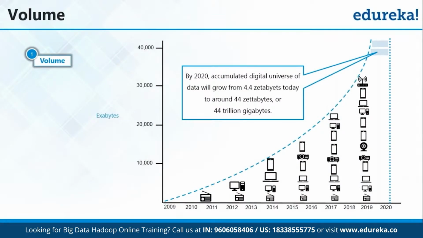So starting with the first V, it's the volume of data. It's tremendously large. So if you look at the stats here, you can see the volume of data is rising exponentially. So now we're dealing with just 4.4 zettabytes of data, and by 2020, just in 3 years, it is expected that the data will rise up to 44 zettabytes, which is equal to 44 trillion gigabytes. So that's really, really huge.